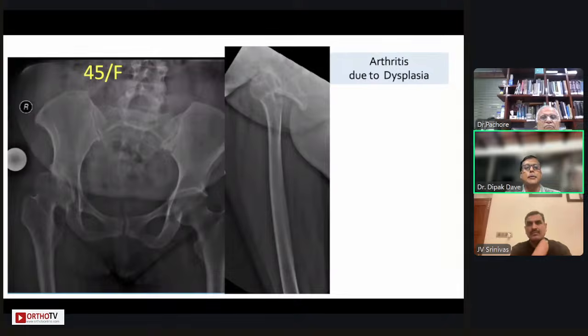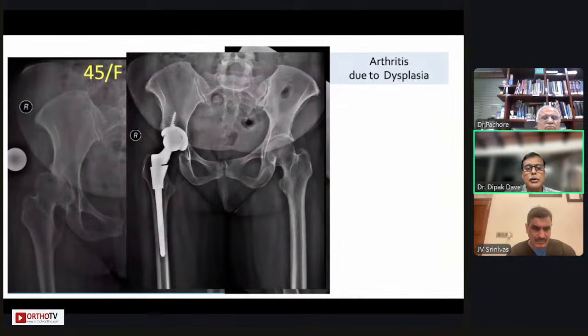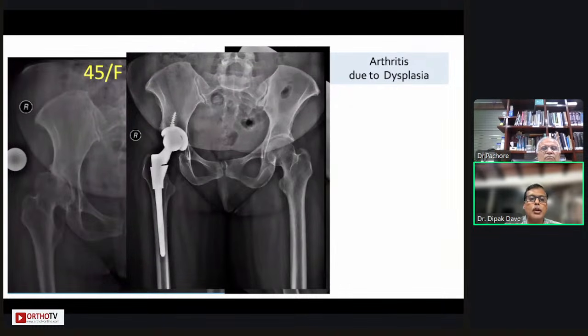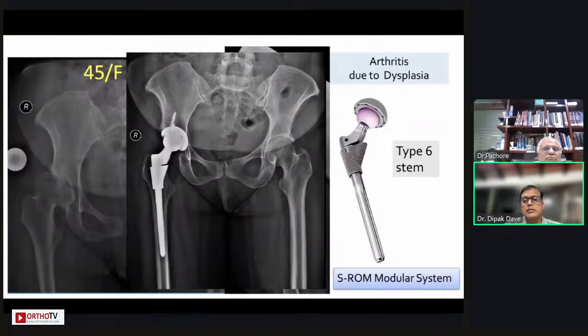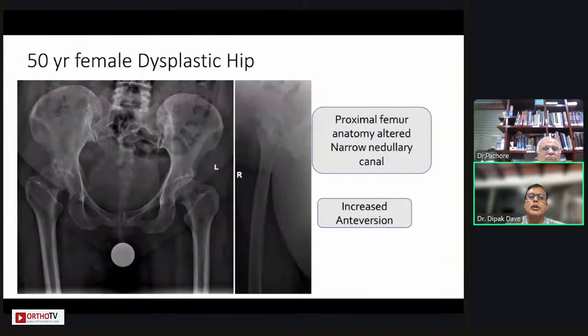45-year-old dysplastic hip. In this kind of dysplastic hips, the anteversion is more, shallow acetabulum, very low offset. So we have to have a modular stem like this, with this type 6 stem, SROM. I have used it. In these kind of challenging situations, better to use a SROM kind of modular system to deal with the altered anatomy.